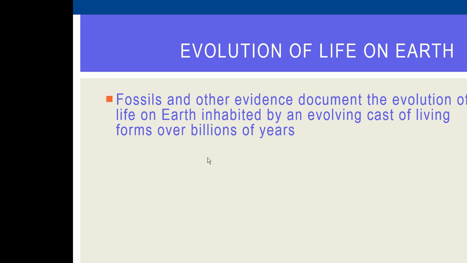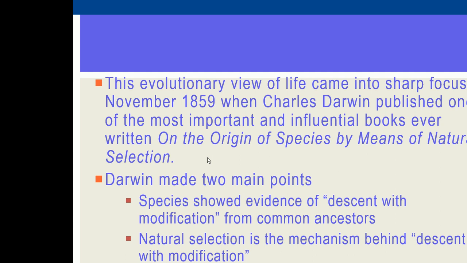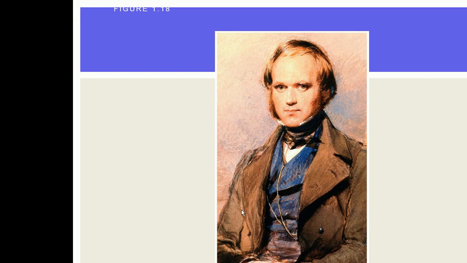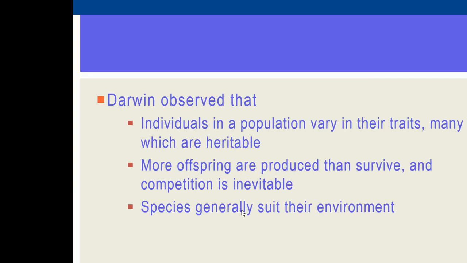So fossils are the evidence that life has evolved. Basically, the theory of evolution is given to us by a very famous scientist called Charles Darwin, and he wrote a very important book, called On the Origin of Species by Means of Natural Selection. And Darwin made 2 points in this book. Species showed evidence of descent with modification from common ancestors, and natural selection is the mechanism behind the descent with modification.